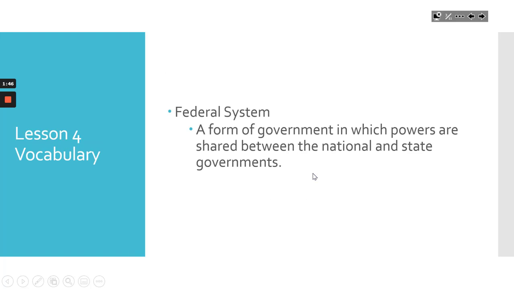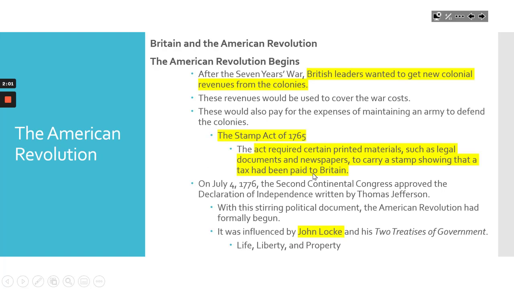This is one of the vocabulary words, the federal system. You're going to hear that mentioned throughout this particular set of notes, okay? And also, if you're doing the vocabulary side dish, here you go. Here's one of your words, all right? Okay, so question number 1 says, what are some of the causes of the American Revolution?